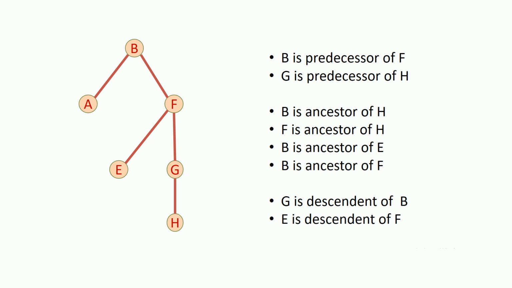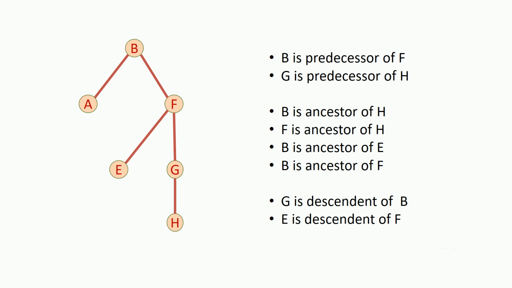If U vertex is on the simple path in the tree from root to vertex V, then U is an ancestor of V and V is a descendant of U. For example, for this graph, we can say that B is the ancestor of H because if we start our BFS call with B vertex, so B is going to be our root vertex, so it is going to be an ancestor for all other vertices in this graph.